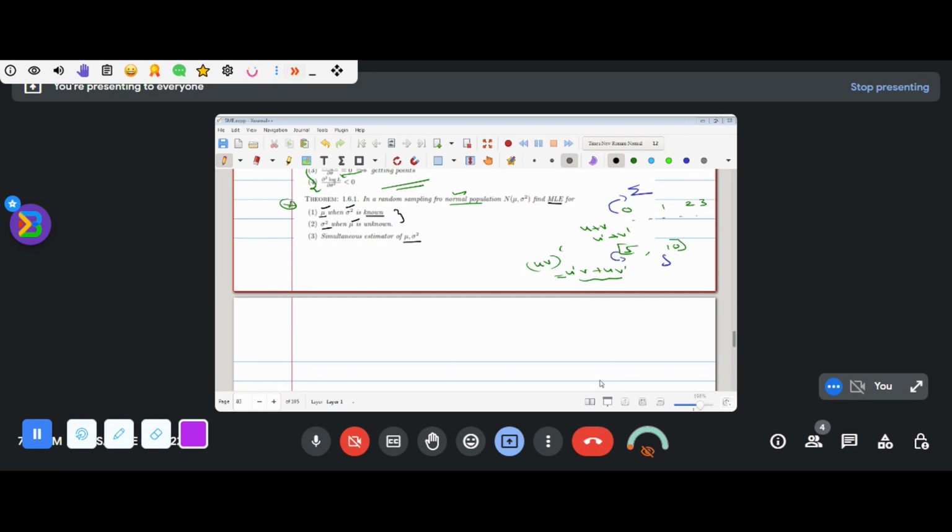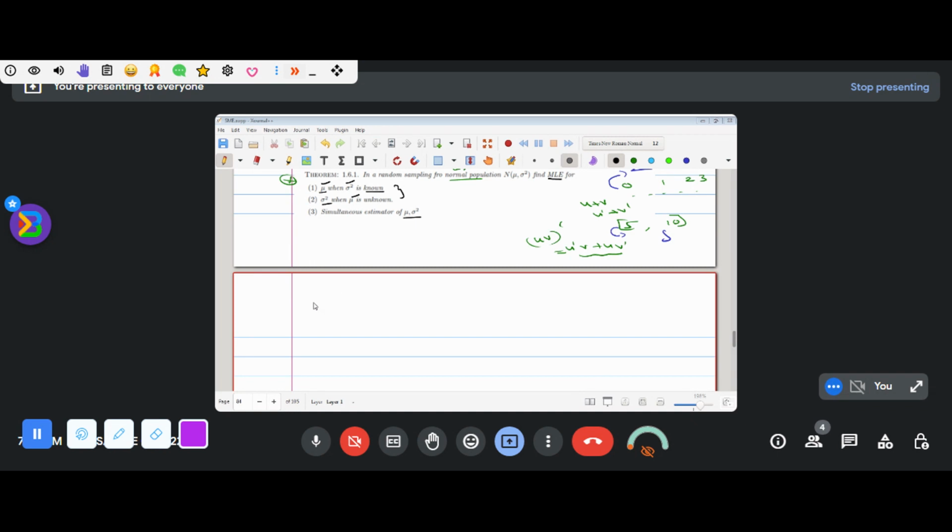How to prove this one? One by one I will explain. Proof of this theorem. What is the first one? Given that it is a normal population, I have already given the small table. You already know the normal distribution formula.